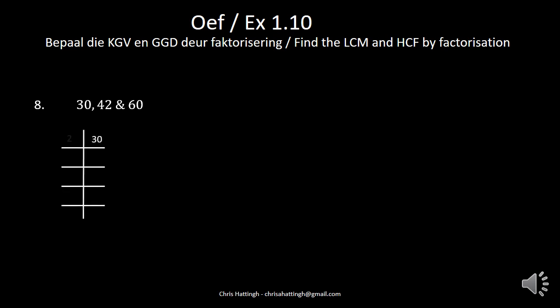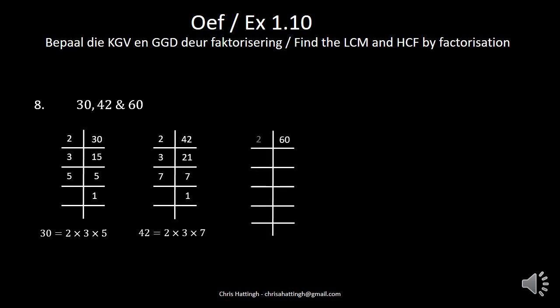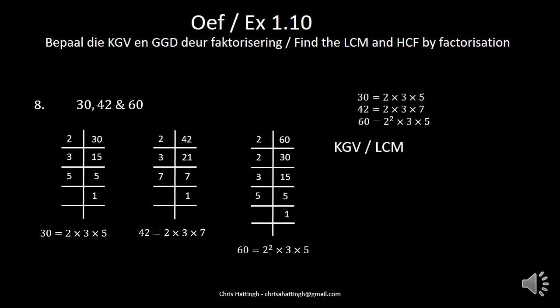Number 8 is 30, 42, and 60. You start by factorizing all three numbers. Then your LCM, you grab all factors. So the 2's, the 3's, the 5, and the 7. And you grab the highest exponent. So it's going to be 2 to the power of 2 times 3 times 5 times 7, which is 420.